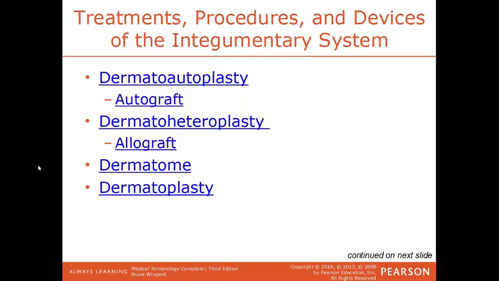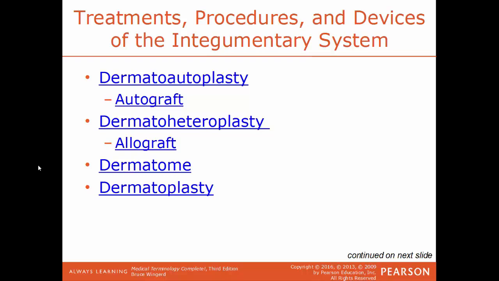And this is more commonly called an autograft, because it's basically a skin graft from you, your own skin. The next term, dermatoheteroplasty. Again, dermo means skin, hetero means different, plasty means the surgical repair of. This is receiving a skin graft from a different species, compared to an allograft. An allograft is a sample of tissue that's taken from the same species, but from a different individual.